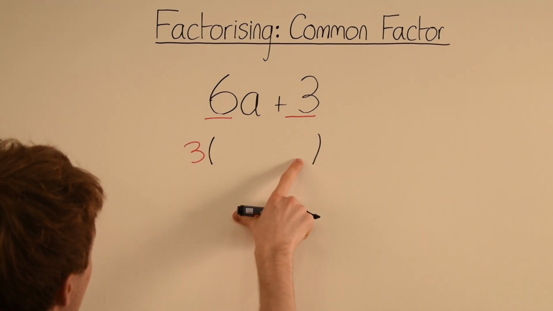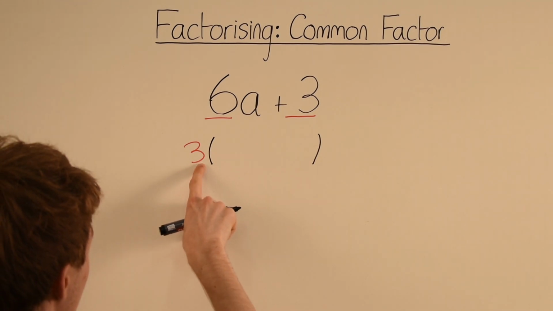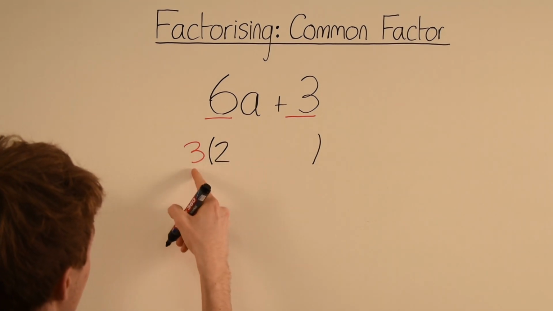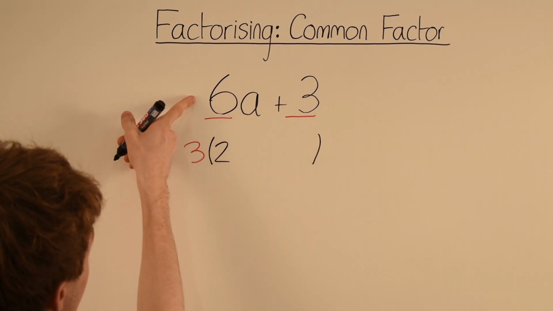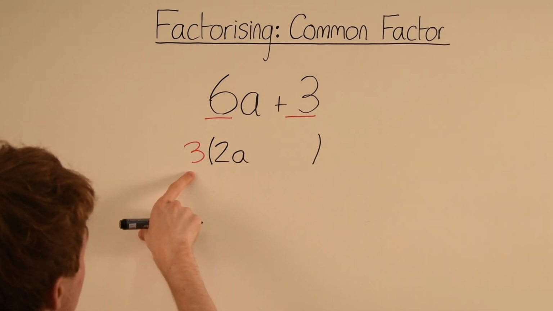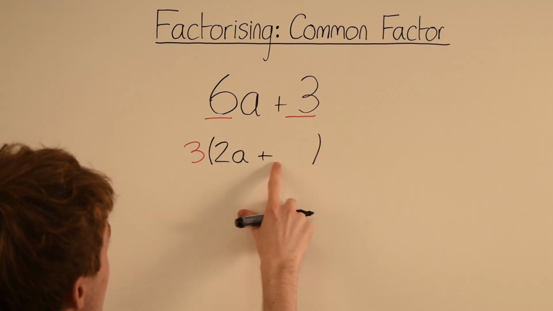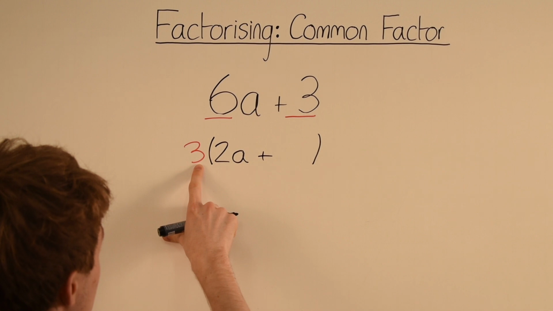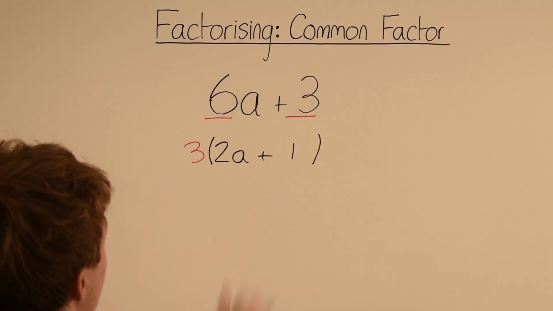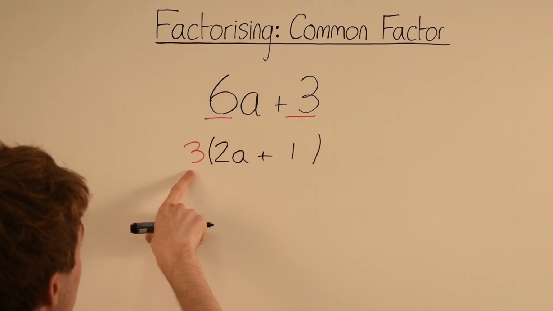Now we've got to fill in inside the brackets. So the first thing we need to do is find something that multiplies by 3 to give 6a. Well, 2 multiplies by 3 to give 6, but we don't just want 6, we want 6a, so we're going to need an a here as well, so that 2a times 3 is 6a. And then we copy the plus that we've got here, and we need another number here that multiplies by 3 to give 3. Well, that number is simply 1, because 1 times 3 is 3. So we've now factorised this expression using the common factor of 3.